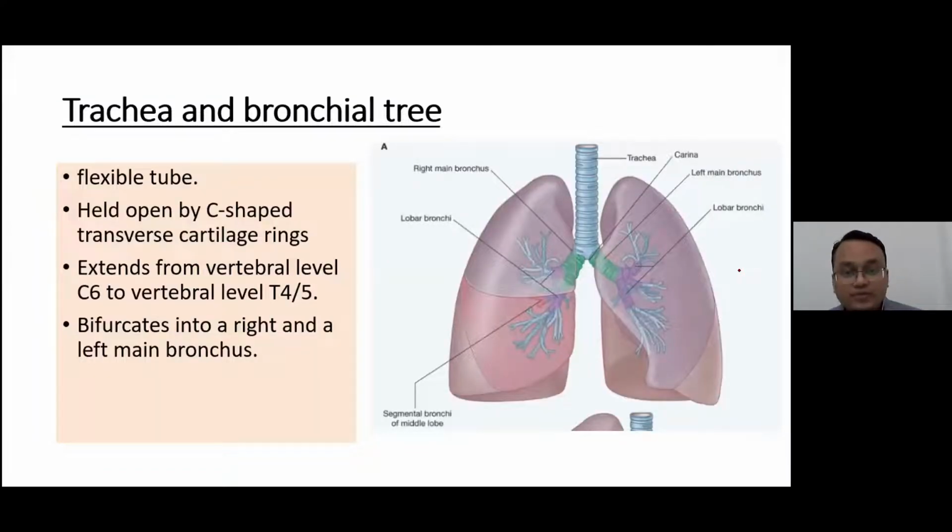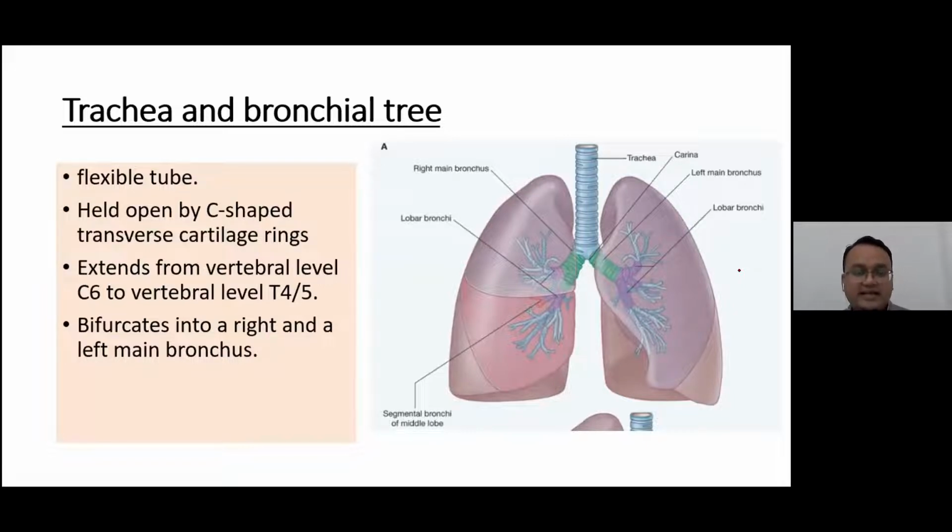Now let's move on to the bronchial tree and the lungs. We know regarding the trachea, the trachea is held open by the C-shaped transverse cartilage rings all the way down. When it reaches the level of the transverse thoracic plane, which lies anteriorly at the level of the sternal angle, T4-T5, at that level there's a bifurcation of the trachea into the right and the left.